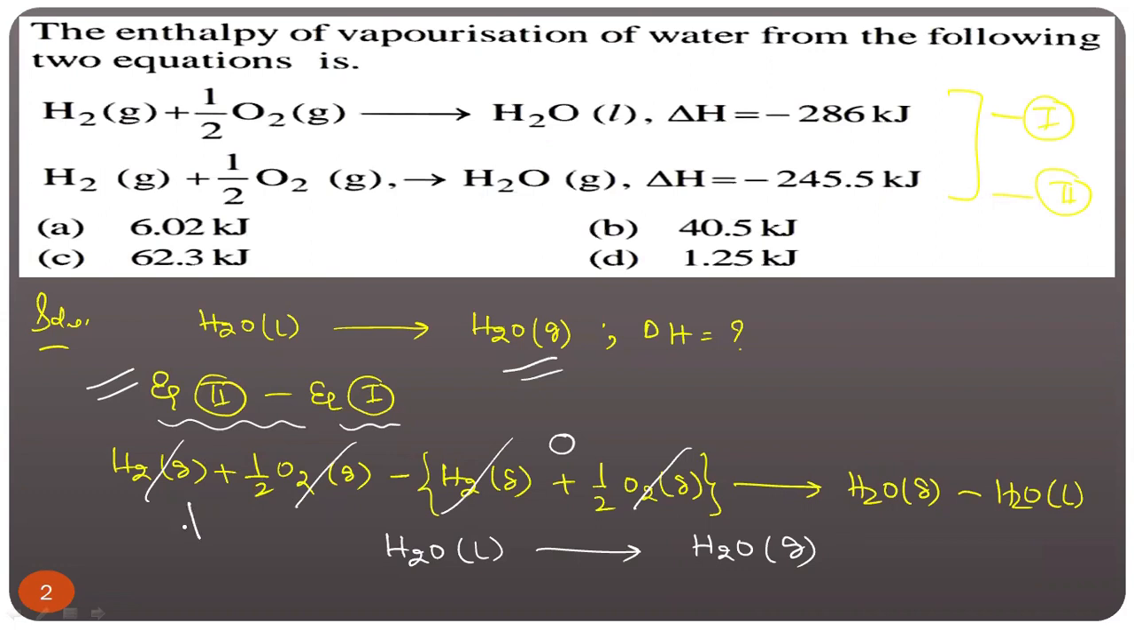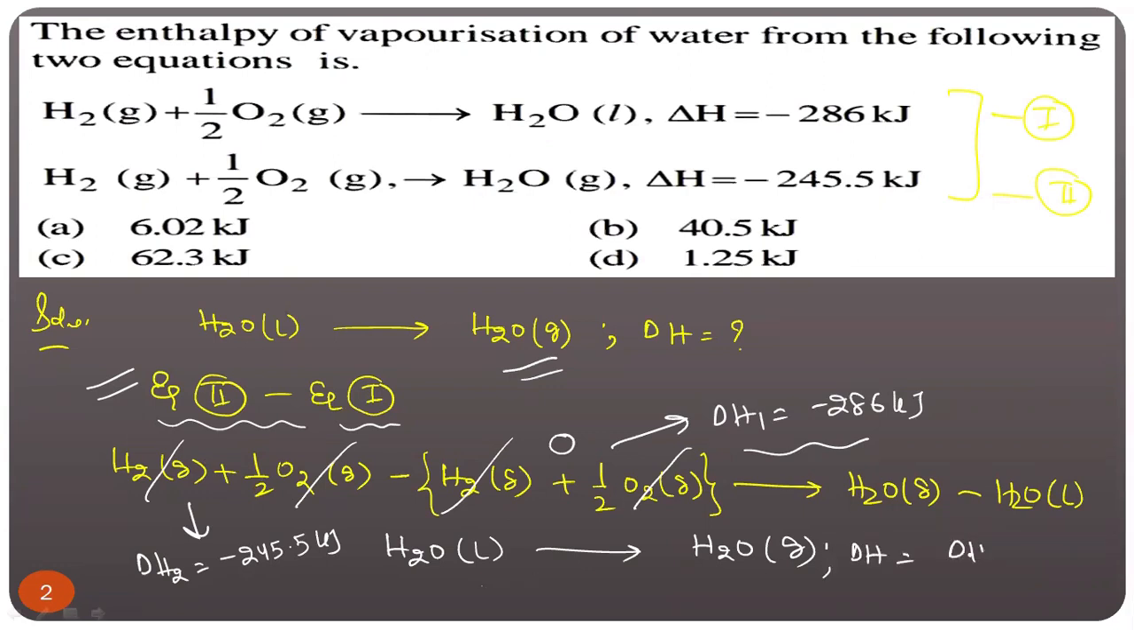Now this is equation 2. So what is the delta H2 given in the question? Minus 245.5 kilojoule is given. And this is equation 1. What is the delta H1 given? Minus 286 kilojoule. So what is the desired delta H? That means we will write delta H2 minus delta H1. So simple. Clear? We know Hess law, this is an application of Hess law.